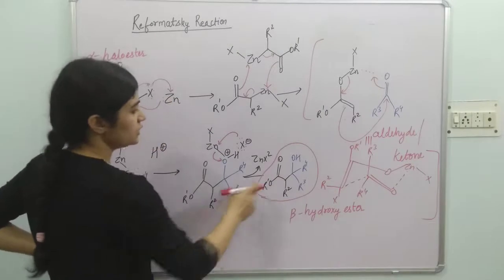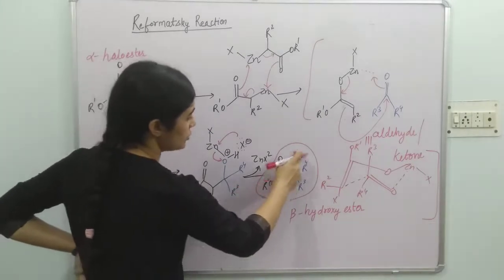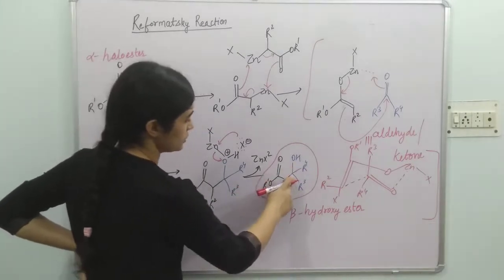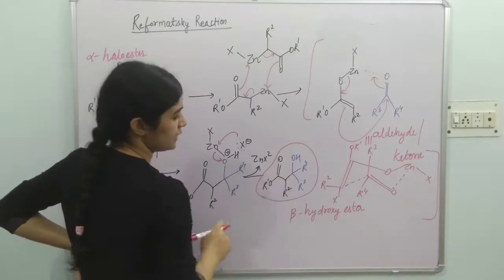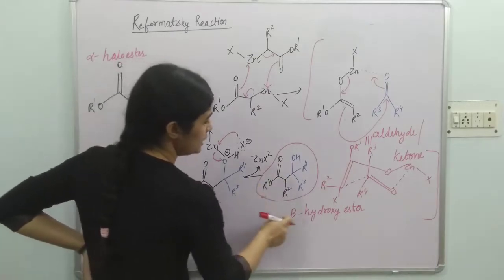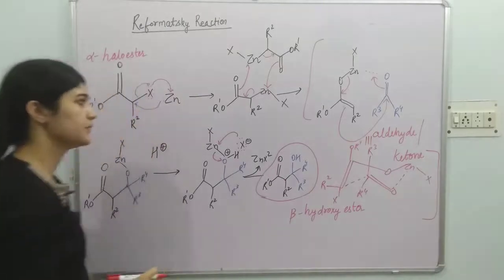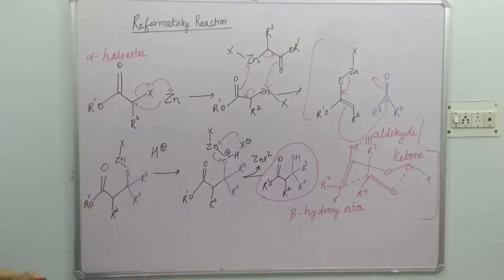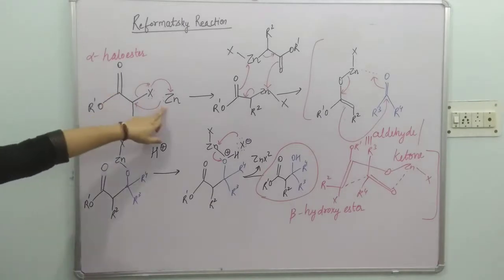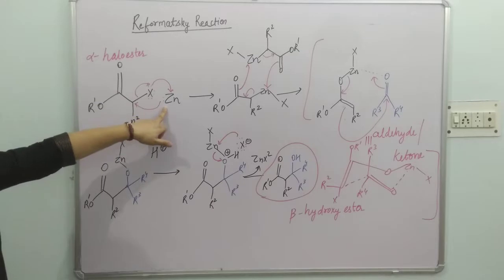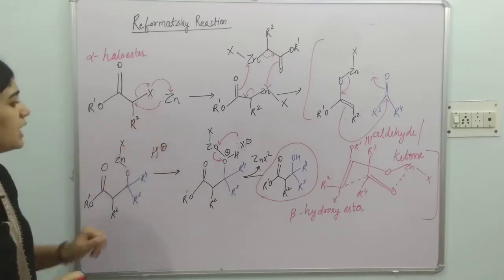In this product, you have a hydroxy group at a beta position from this carbonyl carbon. So your product is a beta hydroxy ester. So this is the mechanism of your Reformatsky reaction. What happens? Your haloester reacts with an aldehyde or ketone in the presence of metallic zinc and forms a beta hydroxy ester.